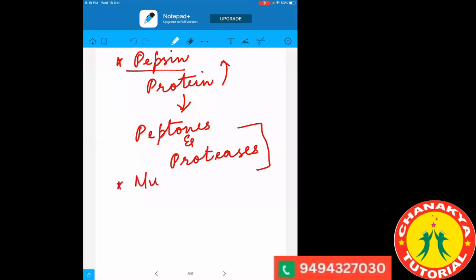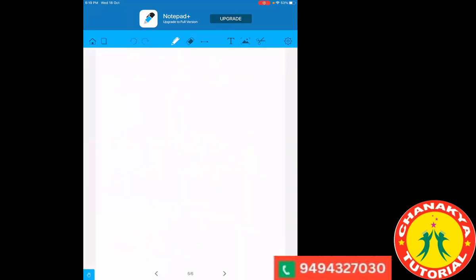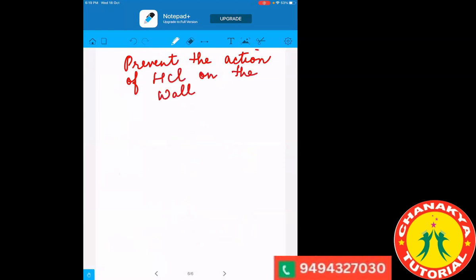And the last thing which is present there is the mucus. So what is mucus? Mucus is a kind of layer that surrounds the stomach. Now, what will this mucus do? Mucus will prevent the action of HCl on the wall of the stomach.